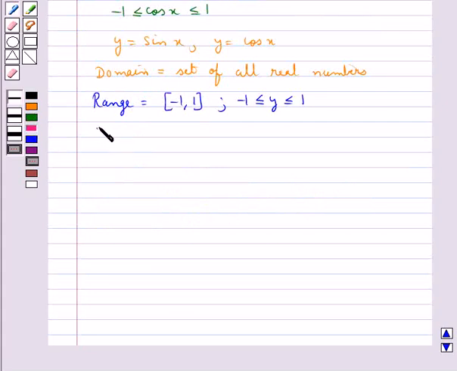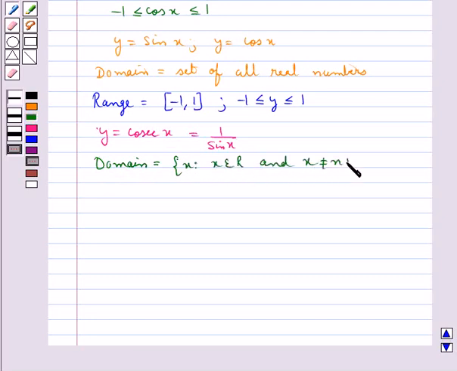For the function y equal to cosec x, that is 1 upon sin x, we have domain is the set x such that x belongs to R and x is not equal to n pi, where n belongs to Z, and range is the set y such that y belongs to R, y is greater than equal to 1 or y is less than equal to minus 1.